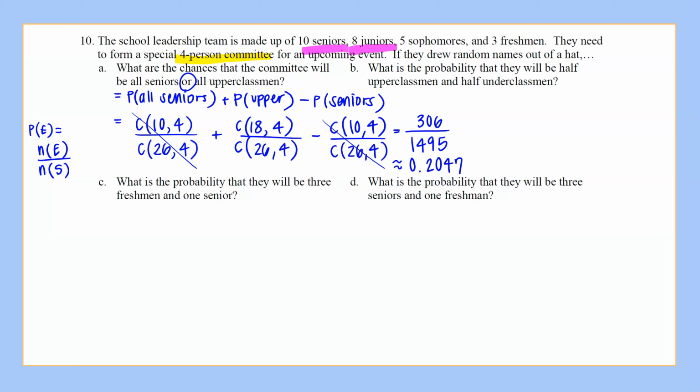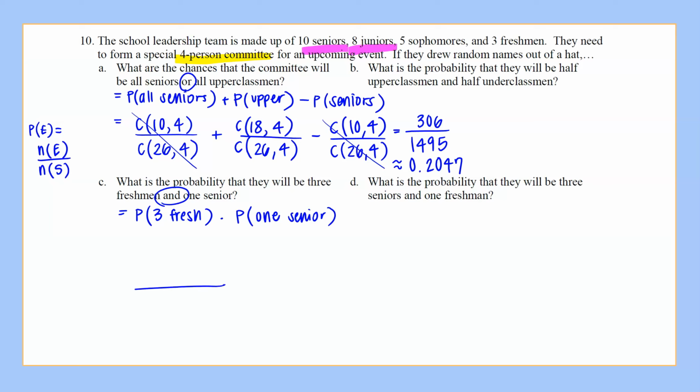Letter C, what is the probability that there will be 3 freshmen and 1 senior? So this is the probability of 3 freshmen and 1 senior. So I know I'm multiplying these two together, the probability of 3 freshmen times the probability of 1 senior. For these two events, you want to determine, are they independent or dependent of one another? You can't have a freshman who is also a senior, so therefore these two are independent events. You would just multiply the probability of 3 freshmen times the probability of 1 senior.